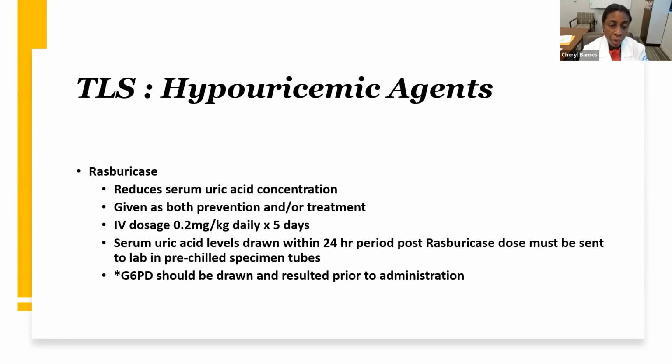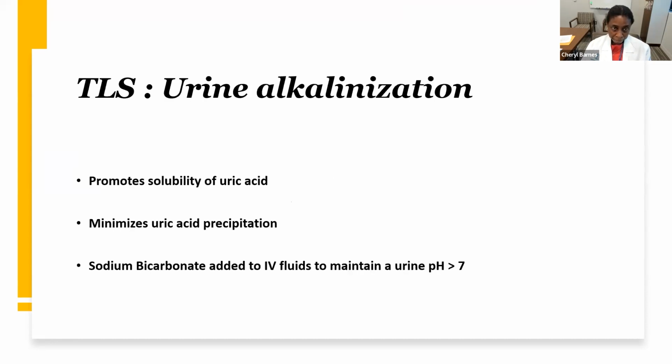So everyone has to be aware that how this is sent is important, because it's important to get the right reading. Again, the G6PD should be drawn and resulted prior to anyone being given this medication, because it is contraindicated if there's a G6PD deficiency. It could be life-threatening if you do give the rasburicase in this patient population.